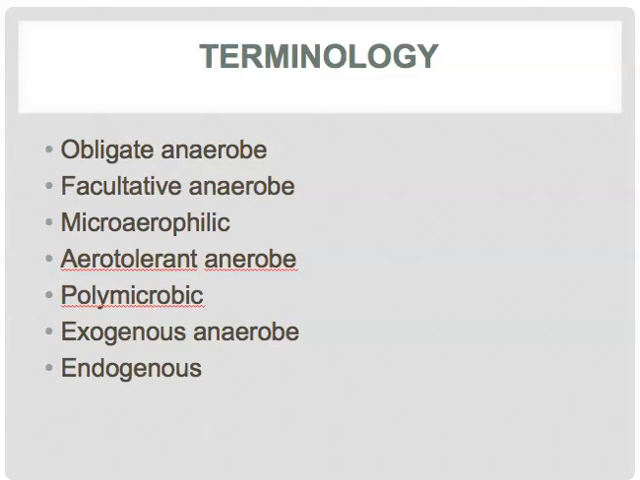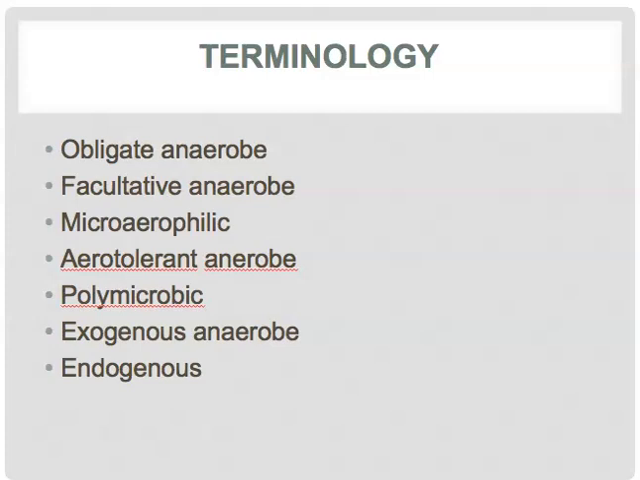A facultative anaerobe is an organism that can live with or without oxygen, but it prefers and grows better with oxygen. Microaerophilic, the organism can tolerate very small amounts of oxygen, but generally speaking, they prefer less than 5% oxygen. An aerotolerant anaerobe can live with small amounts of oxygen, but not for too long, because they cannot perform their metabolic processes that are essential to survival, so they can't multiply.